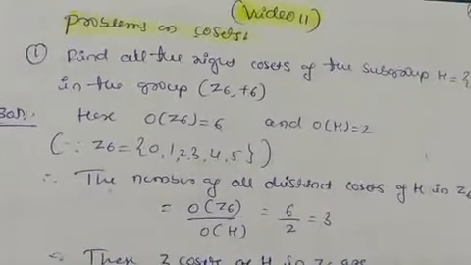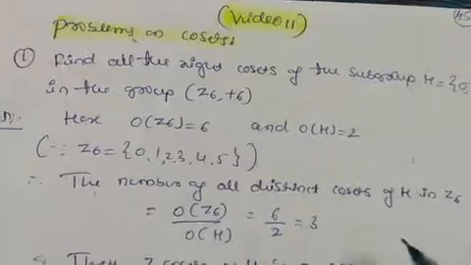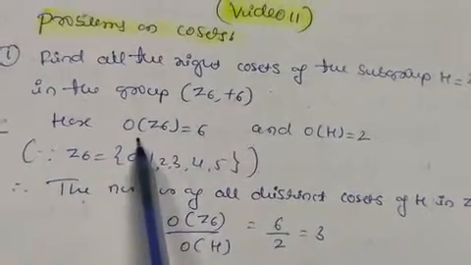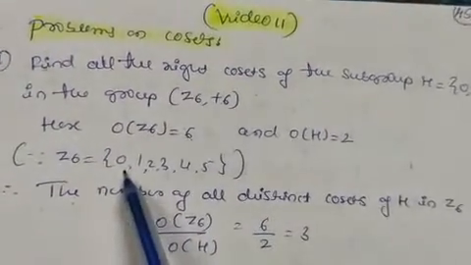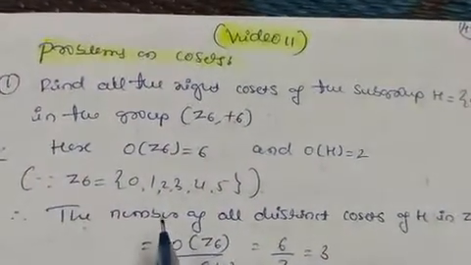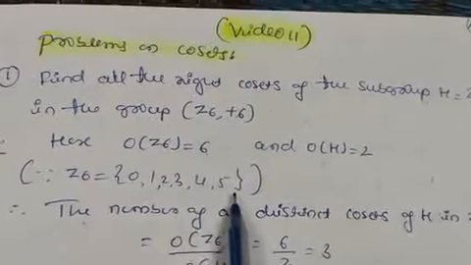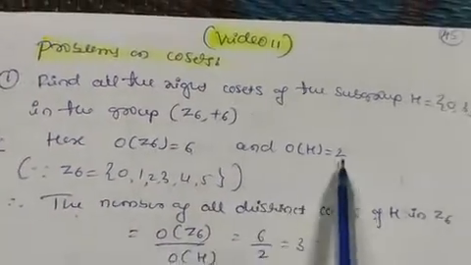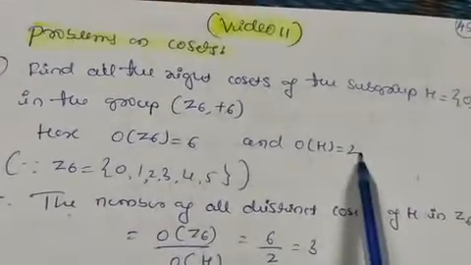Find all the right cosets of the subgroup H equals {0, 3} in the group Z6 under addition mod 6. So here, the order of Z6. We know Z6 is the set of integers 0, 1, 2, 3, 4, 5. It contains 6 elements, so the order of Z6 is 6. And H contains only 2 elements, 0 and 3. So the order of H is 2.